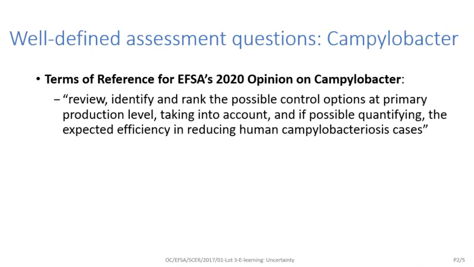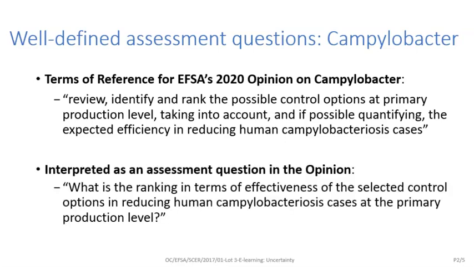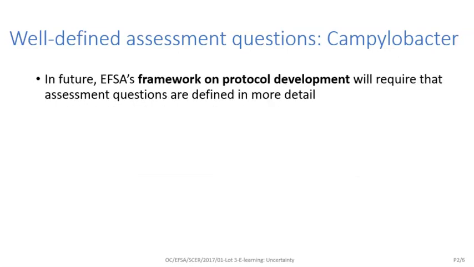Here are the terms of reference for EFSA's 2020 opinion on Campylobacter. EFSA was asked to identify possible control options for Campylobacter in broiler chickens and rank them in terms of their effectiveness for reducing the incidence of disease in consumers. And this is how that was interpreted in the opinion. In this case, the interpretation simply restates the terms of reference in the form of a question.